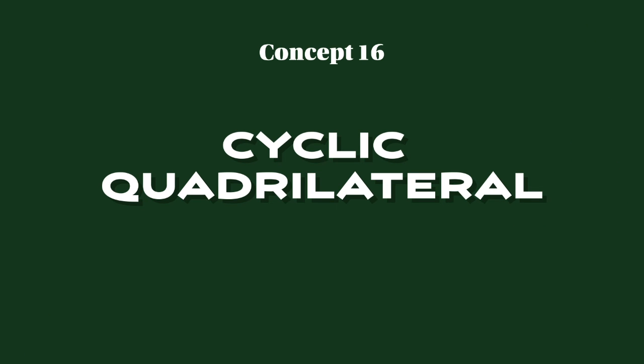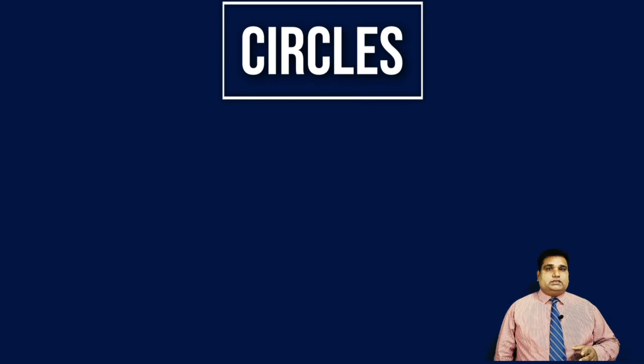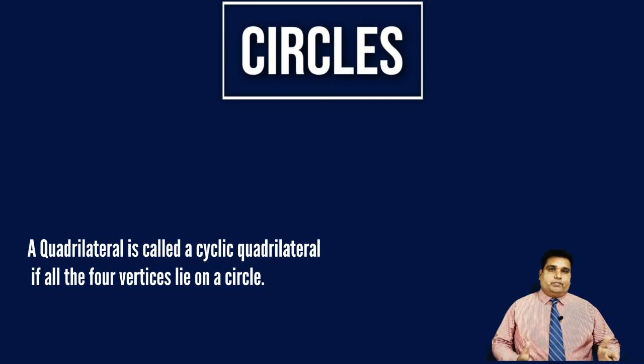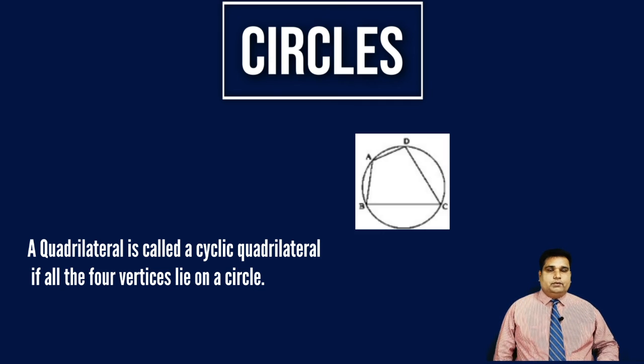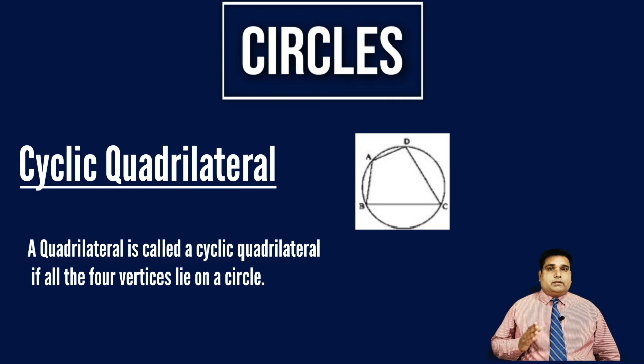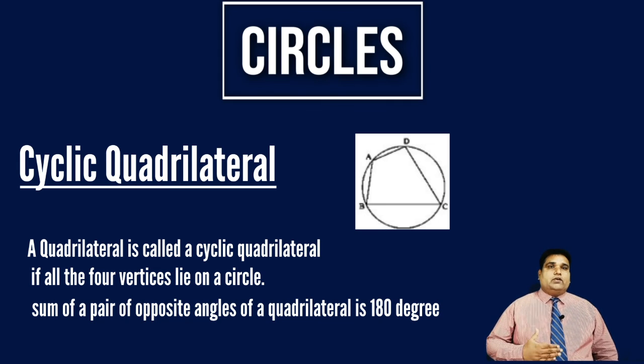Concept 16, cyclic quadrilateral. A quadrilateral is called a cyclic quadrilateral if all the 4 vertices lie on a circle. So when all the 4 vertices are on a circle, that quadrilateral is known as a cyclic quadrilateral. And in a circle, if all 4 points A, B, C, D lie on the circle, then quadrilateral ABCD is a cyclic quadrilateral.